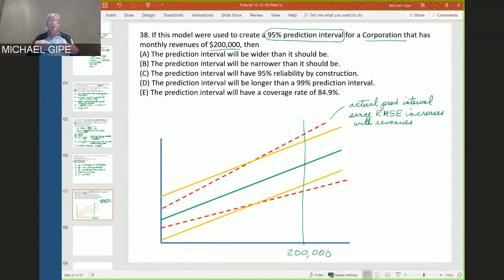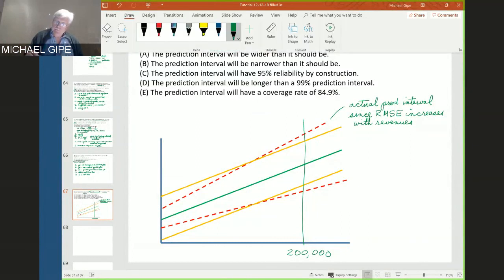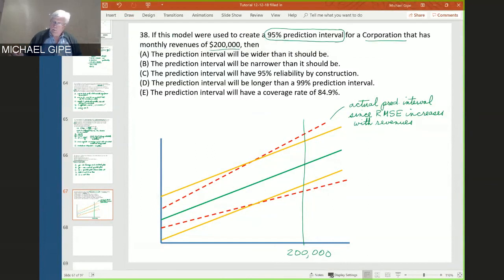so if we were to actually do a correct prediction interval, not one based on just RMSE overall, we would have one that varies over the range of revenues. The calculated one would be based on a single value of RMSE that covers all of them. That would be the yellow lines.